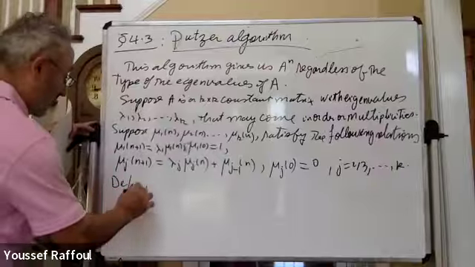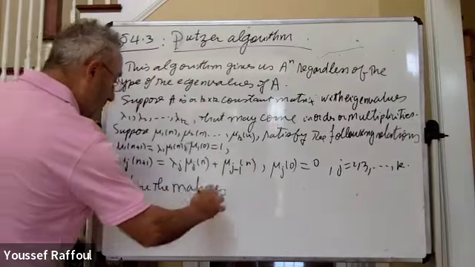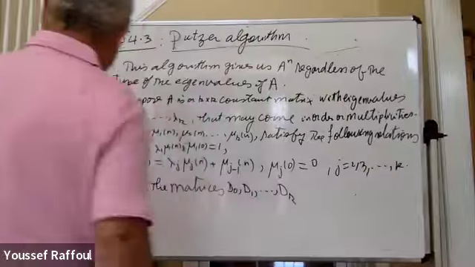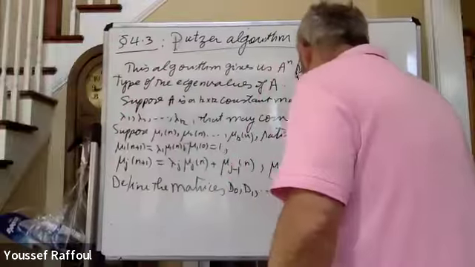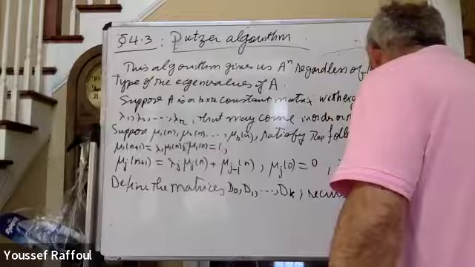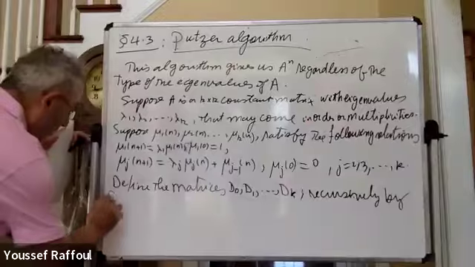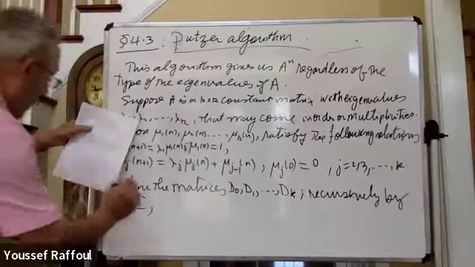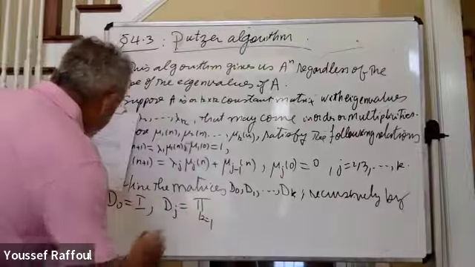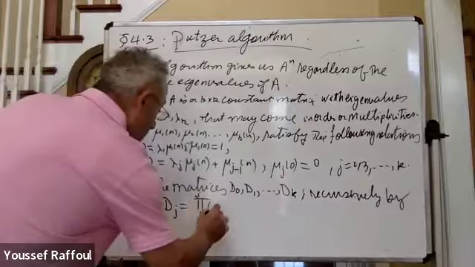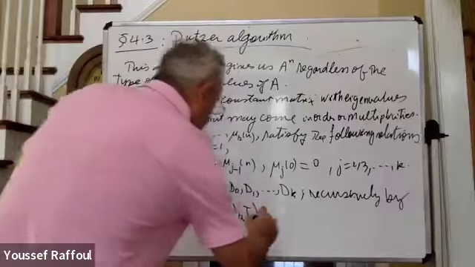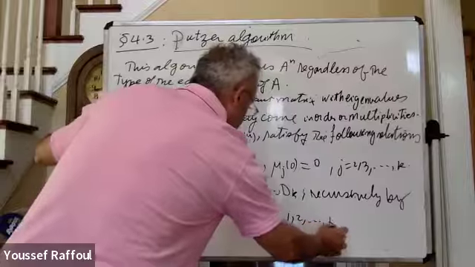Define the matrices D0, D1, up to Dk recursively by D0 equal I, and Dj is the product for k equal 1 to j of A minus lambda k I, for j equal 1 to k.